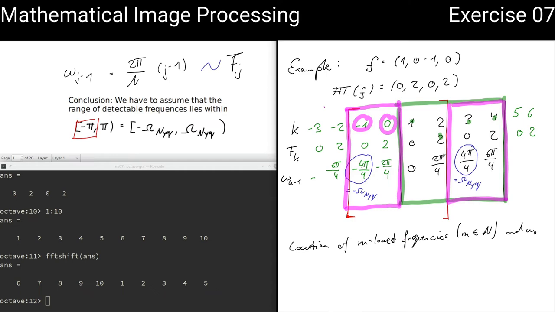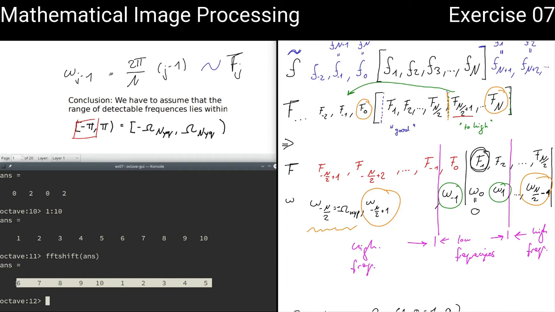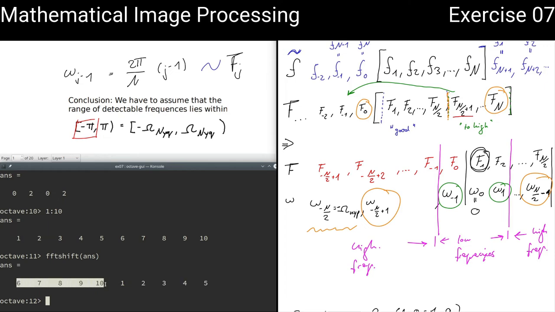So if I shift my signal, if I shift the Fourier coefficients, what was obvious from this plot here, where I said, well, the low frequencies are the ones that are around F1, and the other ones are those in the outskirts. I need to map this intuition to the fact that in Octave or MATLAB, I only have indices starting at 1. But I think this command here will help us to see what happens. So we have the numbers from 1 to 10 here, and we have the shifted ones from 1 to 5 here, and from 6 to 10 here.